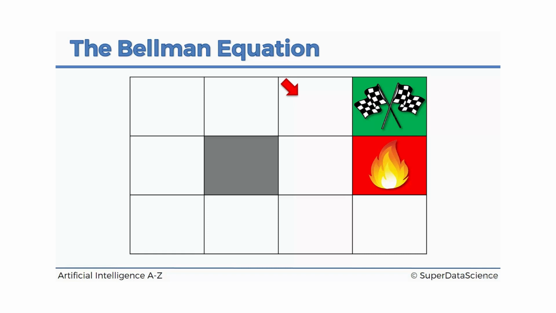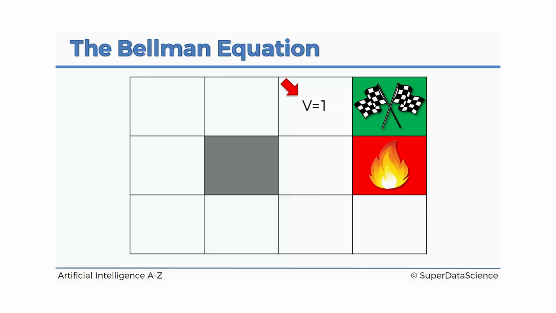Well, to me, as the agent, there's actually no difference in whether I am in the green square or in the white square, right? In the green square, I get the reward of 1. So I'm going to mark for myself that the white square has the value of 1, because it leads exactly to reward 1.